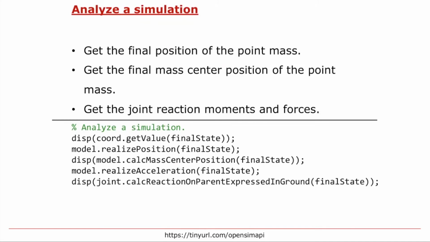We'll also get one more quantity for fun, the joint reaction forces for the slider joint. Because this is a joint level quantity, the function is on the slider joint object, which we called joint earlier. Joint reaction loads depend on generalized accelerations, so we first realize to the acceleration stage, which computes and caches generalized accelerations. We then call calcReaction on parent expressed in ground, which uses the cached generalized accelerations. This calculation is provided by the joint class.